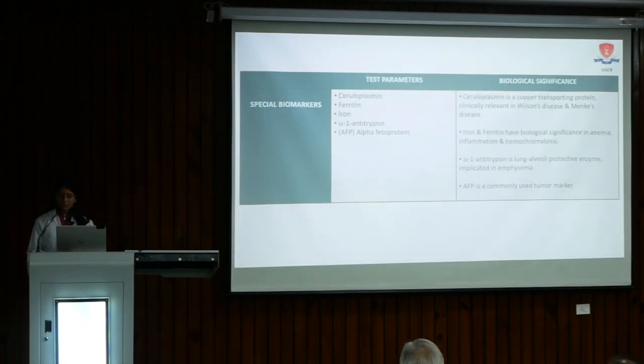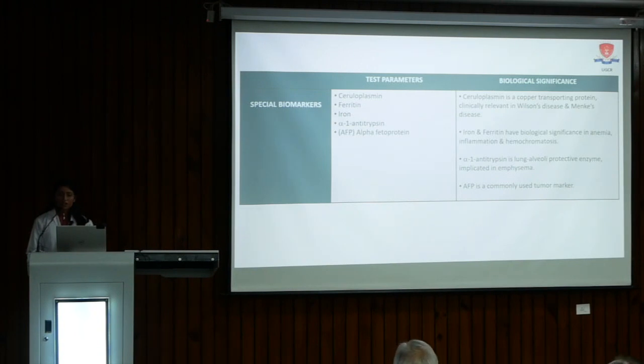The last category is special biomarkers. These parameters are ceruloplasmin, ferritin, iron, alpha-1 antitrypsin, and alpha-fetoprotein. The significance is ceruloplasmin is a copper transporting protein clinically relevant in the Wilson's disease and Menkes disease.